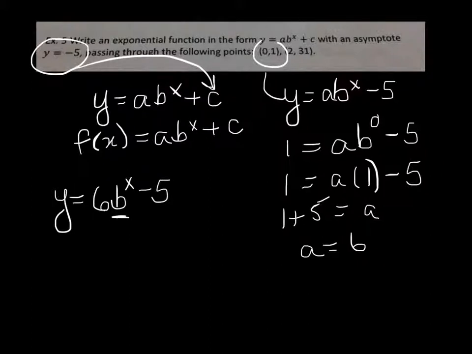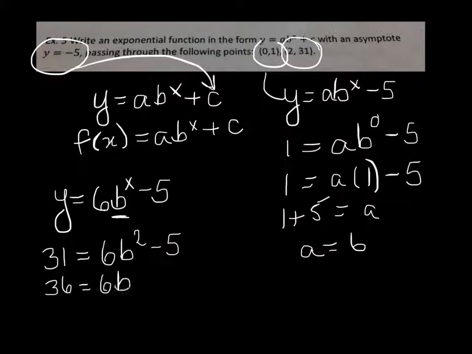I'm now just missing b, but I have one more point to work with, so let's plug in the values of that point. Y is 31. Don't know b, and x is 2, minus 5. Again, let's isolate the variable, so we'll take the -5 over. 31 plus 5 becomes 36. Oh, isn't that nice? Equals 6b squared. Divide both sides by 6. And I'm running out of room, I'll move over here. B squared equals 6.